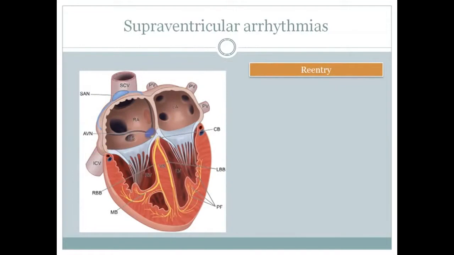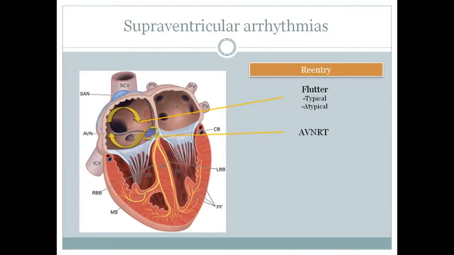Reentries, the interesting ones. One of the common ones is flutter. We have typical and atypical flutters. We're going to talk about it. This is a macro reentry tachycardia within the atrium. It doesn't use the AV node. It doesn't use the ventricle. It's a macro reentry circuit in the atrium.